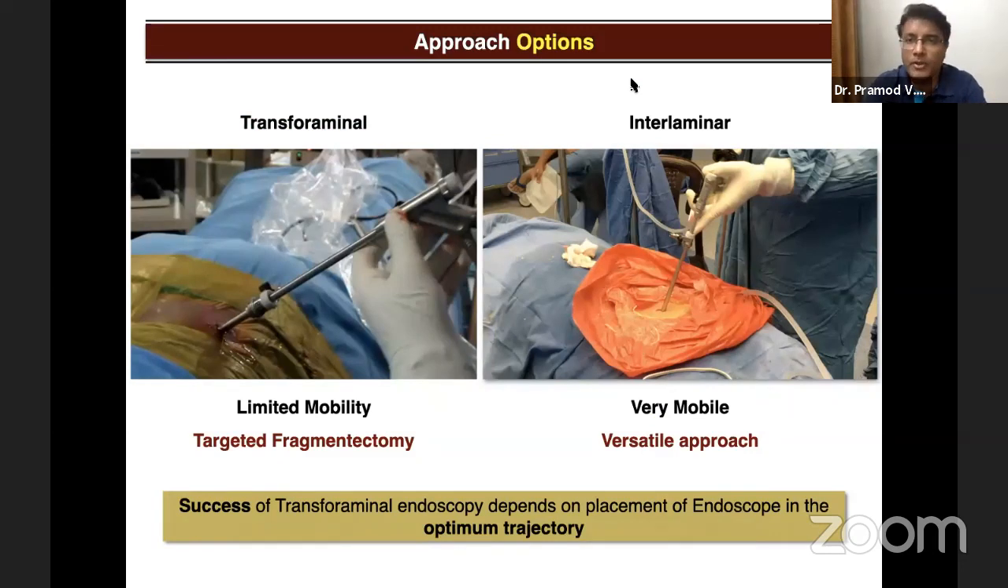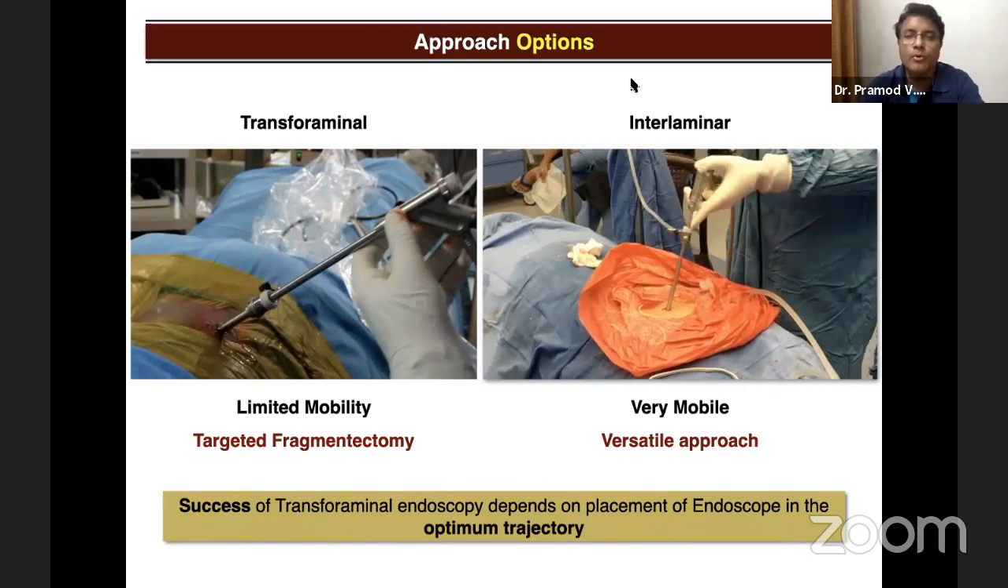So as I told you before, no technique is standalone. We always have to use both the windows, the interlaminar window, as well as the neural foraminal window or the transforaminal window. So each of them has its own advantages, disadvantages, and limitations.